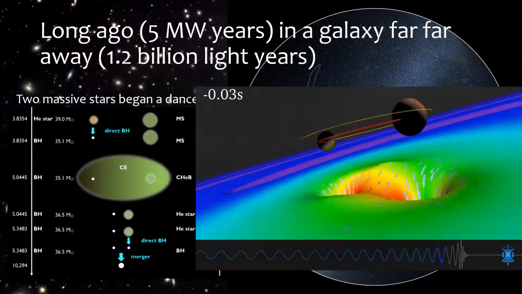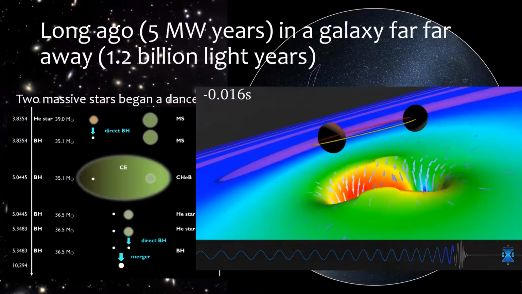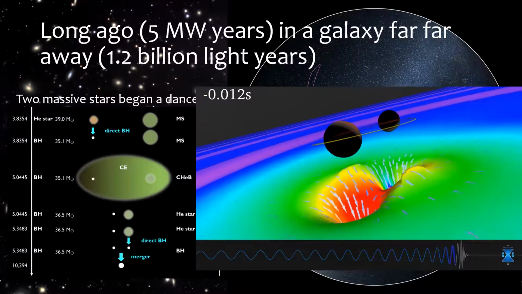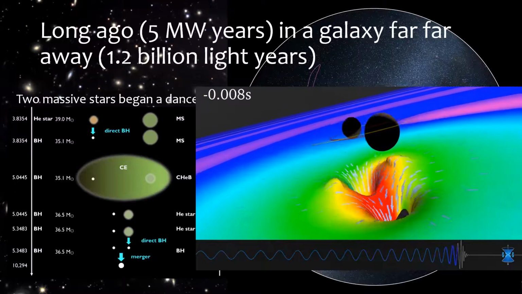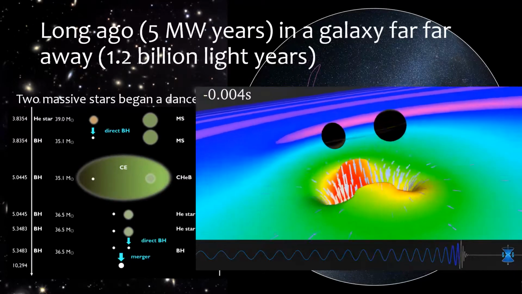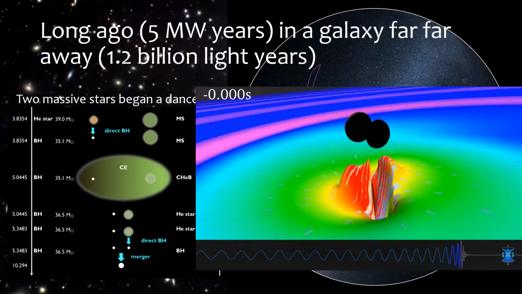6, 5, 4, 3, 2. It's slowing down a lot here. 13, 12, 10, 9, 8, 7, 6, 5, 4, 3, 2, 1. Boom.